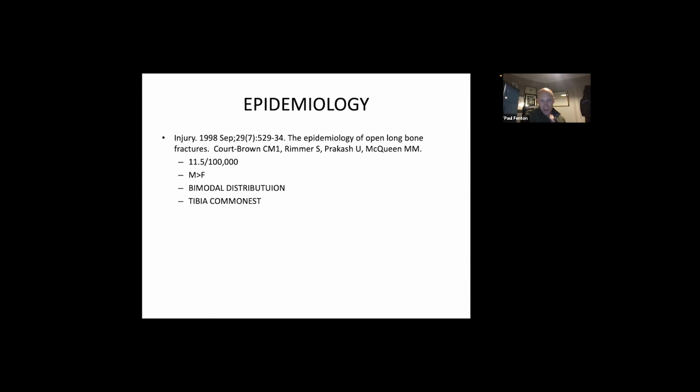So in terms of the current problem, this is a slightly older paper, but it probably gives an idea. You can see open fractures are reasonably common, 11 to 12 per 100,000. That translates, in Birmingham, to maybe 50 a year. In the bigger catchment of our trauma network, which has I guess 2.5 million, that probably correlates with what we're seeing at the moment.